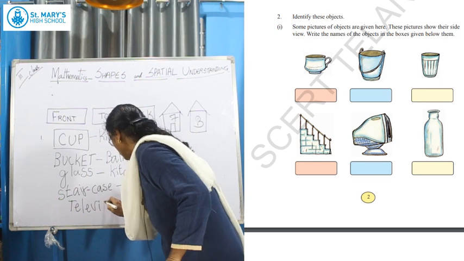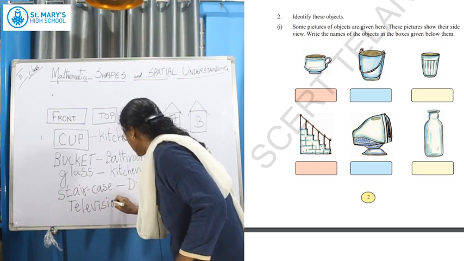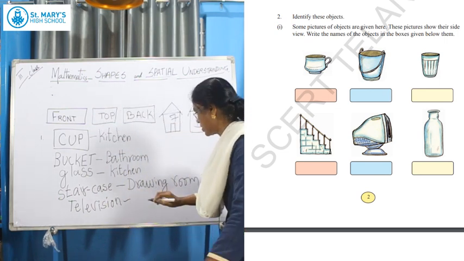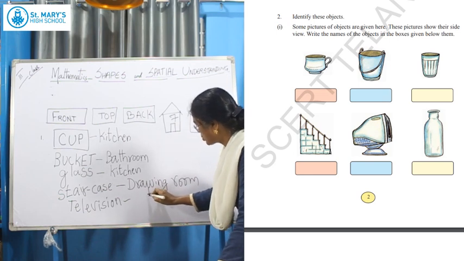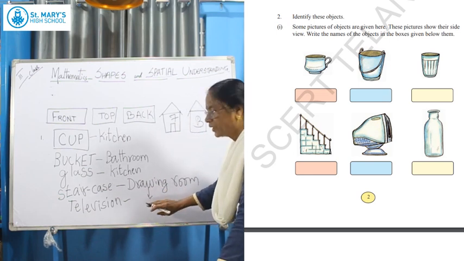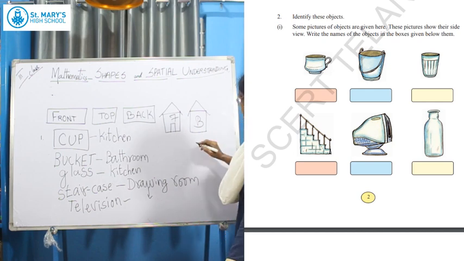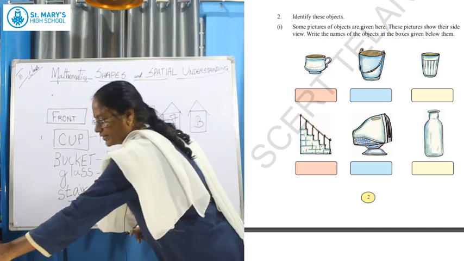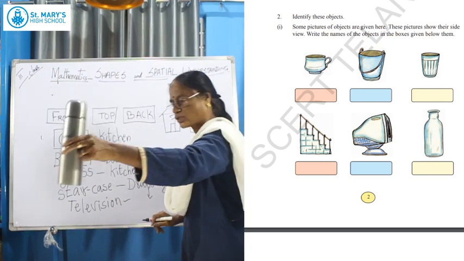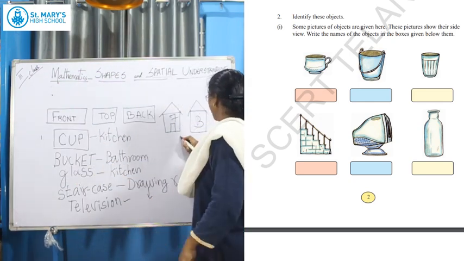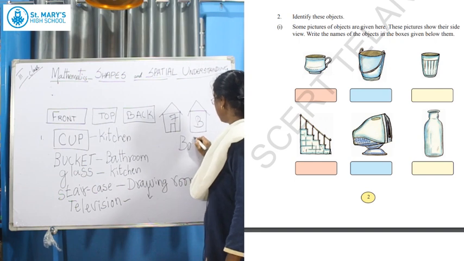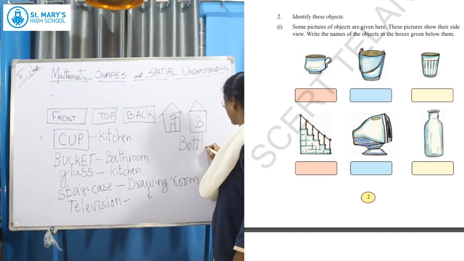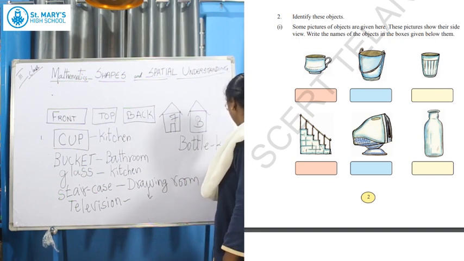Television, two words, these are also compound words. Where do you find this also? In the drawing room or reception room. Then the last one is here, bottle. This is like a flask, that's also like a bottle, water bottle. Where do you find a bottle? In the kitchen.